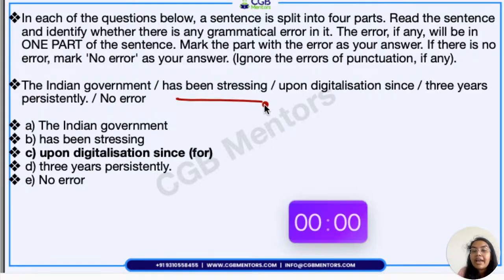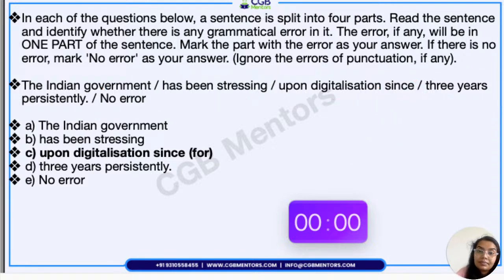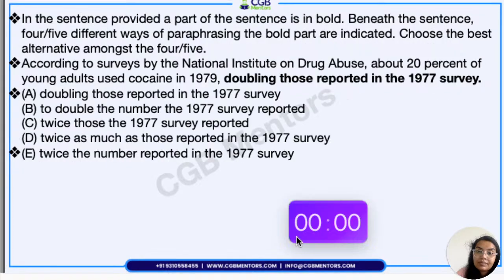The Indian government has been stressing on or upon what? Upon digitization. Whenever you have a time period, you use for. If you have a point of origin, a point of starting, then you use since. So there you go. The sentence correction highlighted part is to be checked.